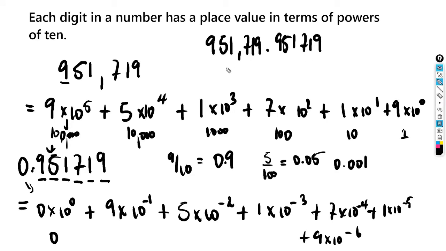Let's write a number just like this one, 951719.951719. This number is the same thing as this here up top plus this here down the bottom, right? And that's really all it is, okay? So this is what decimals really are. This is what the decimal system is about. And let's just look at one more decimal to give you the proper representation for what a decimal is.